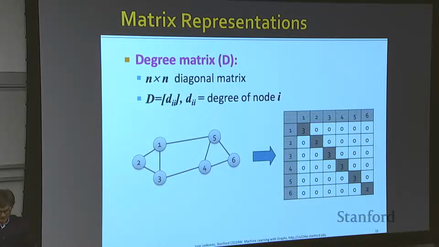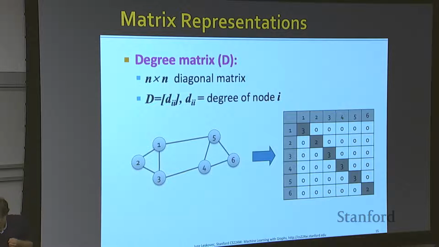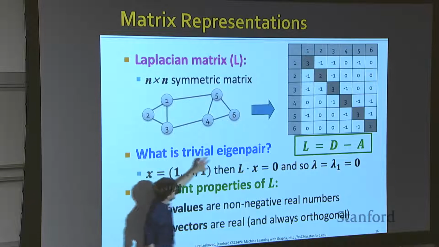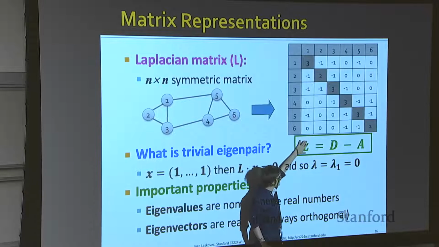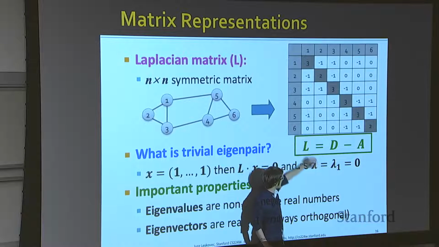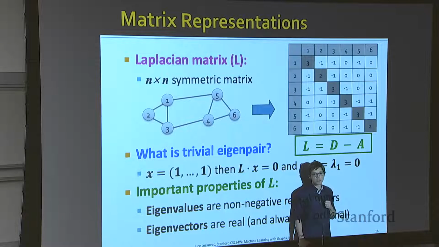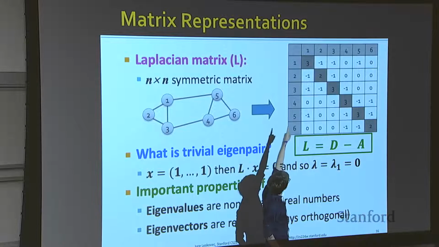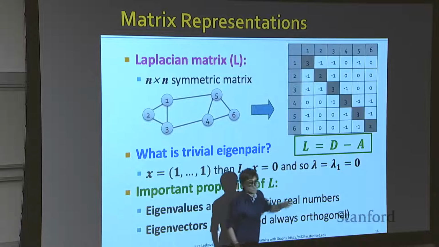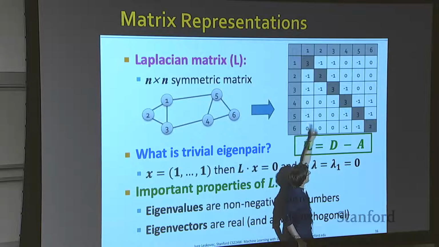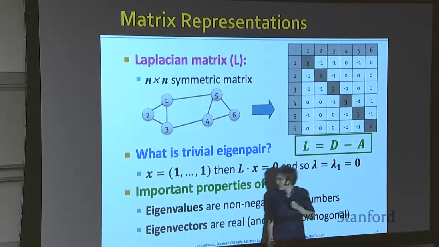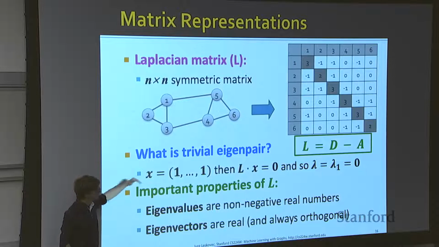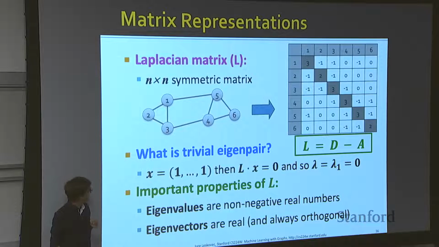Now that we know what the adjacency matrix is and what the degree matrix is, we define the notion of a Laplacian matrix. The Laplacian matrix of a graph, which we label L, is the degree matrix minus the adjacency matrix. So here's the Laplacian of our graph. What do you notice? We have the degrees, which are positive, on the diagonal, and we have -1s wherever there's an edge. Okay?